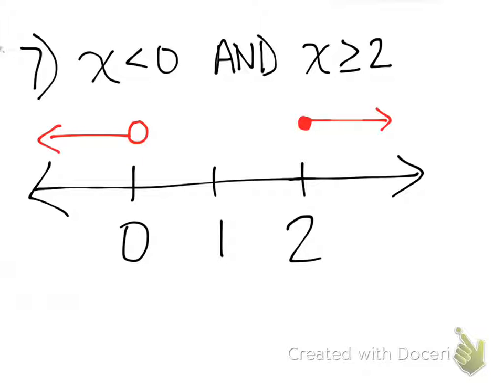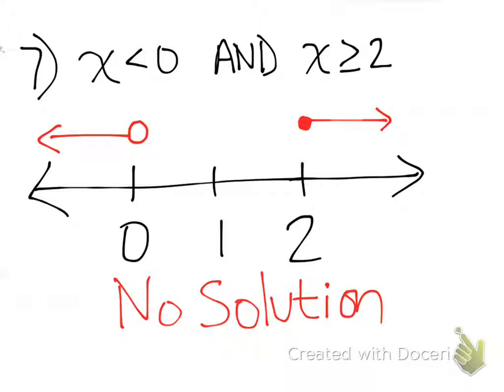Now, this one is interesting because if it's an AND, I want it to overlap. Does this overlap at all? No. So that means no solution. So we would leave our actual number line blank and just write no solution. It's fine if you leave this little notation above it. Don't graph anything on your number line because there is no solution.